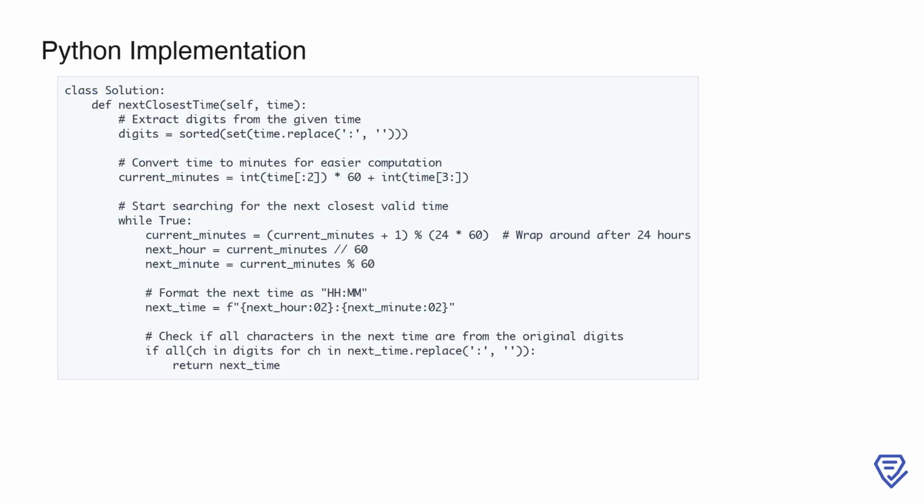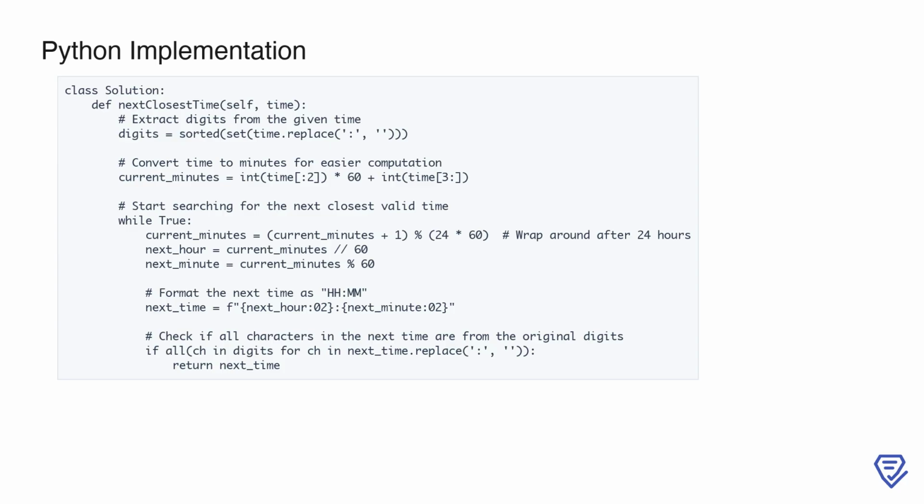This solution efficiently calculates the next closest valid time using the given digits. First, the digits are extracted from the input time and sorted to facilitate comparison. The current time is converted into minutes for simpler arithmetic operations. A loop is then used to iterate minute by minute, wrapping around after 24 hours.